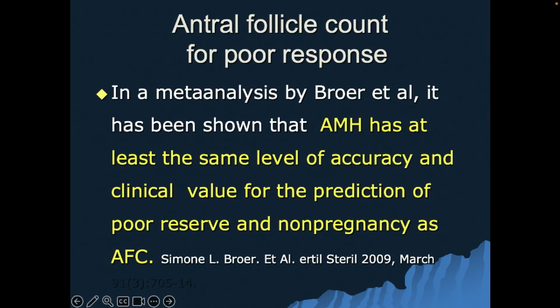A meta-analysis now, which is considered the highest level of evidence, for the poor ovarian reserve patients, where we know this is the only group where we are much more concerned about AMH rather than anything else. Even there it is mentioned that AMH has at least the same level of accuracy and clinical value for the prediction of the poor reserve and non-pregnancy as AFC. That means, according to that meta-analysis, AFC is even better than AMH.